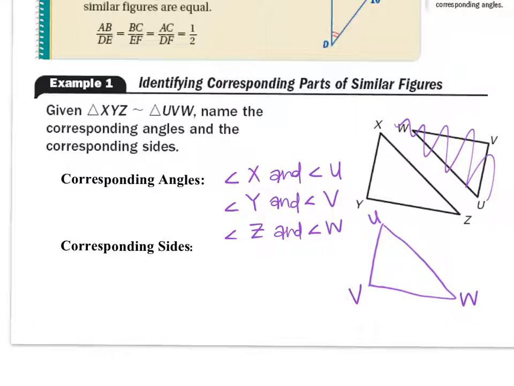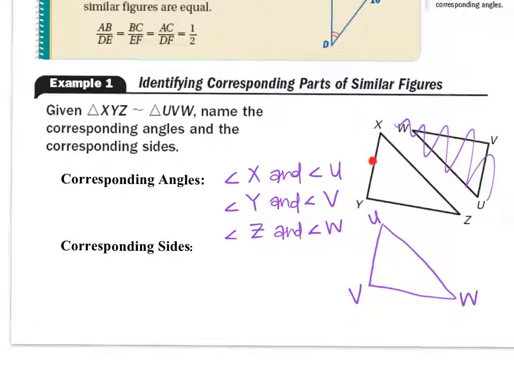It is very, very important that you use that angle symbol. It's also important that you match up the correct corresponding ones. It doesn't matter which pair you list first. If you listed that angle Z and angle W corresponded first, and then X and U, and then Y and V, that would be just fine. Now we're going to list corresponding sides. This is just a bit trickier.